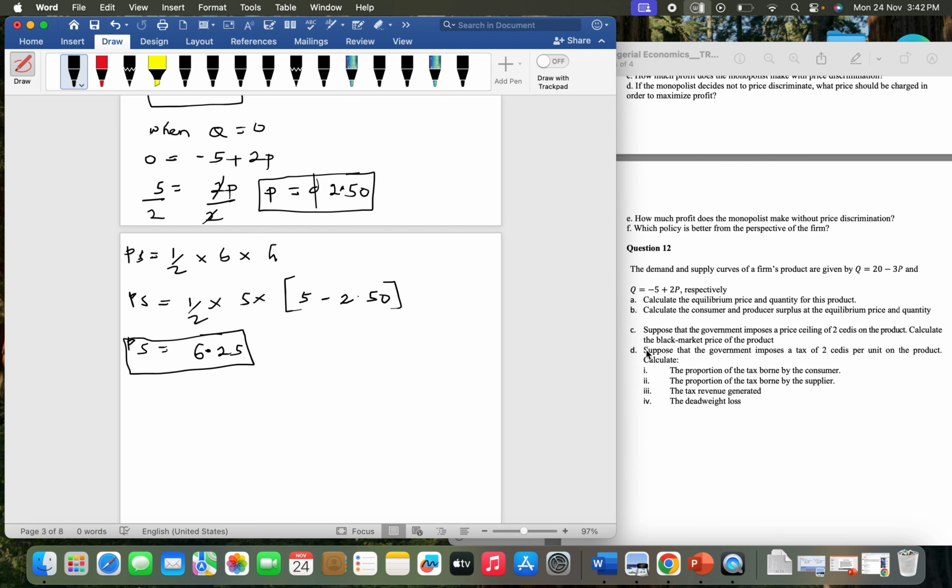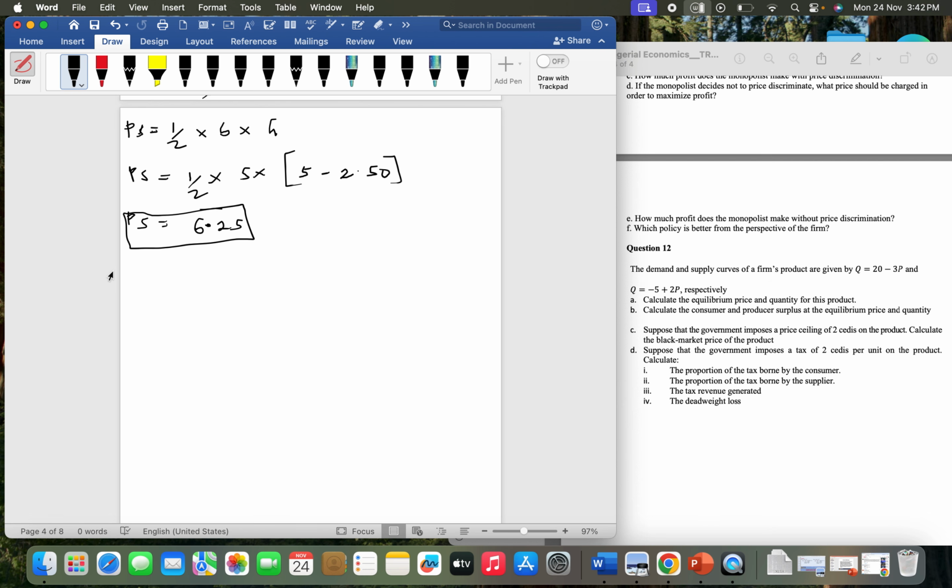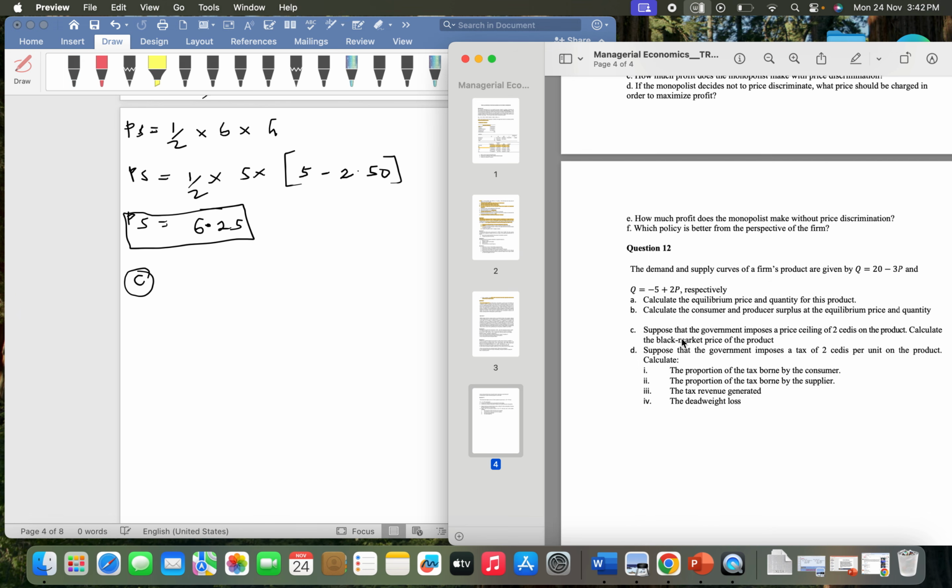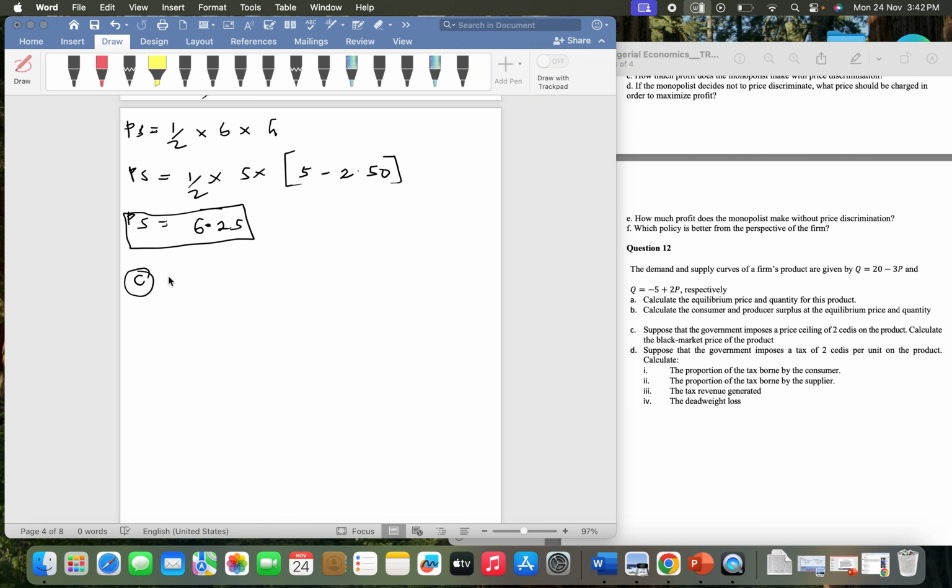I'm now moving to the C part of the question. The C part states that suppose the government imposes a price ceiling of 2 cedis on a product. Calculate the black market price of the product. So there is a price ceiling.